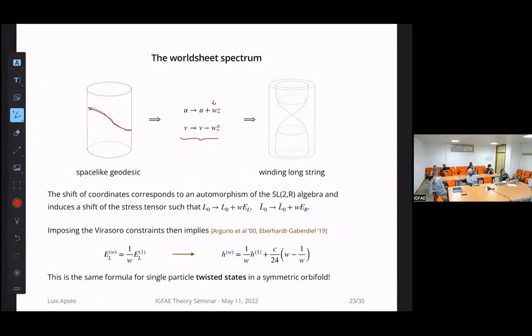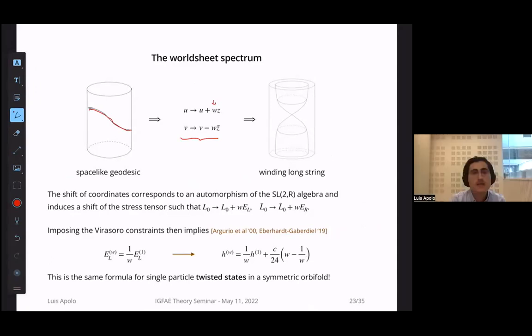Yeah, Z and Z bar are worldsheet coordinates, is that right? Yes, indeed. Z and Z bar are worldsheet coordinates, U and V are the target space coordinates. Yeah, thank you.